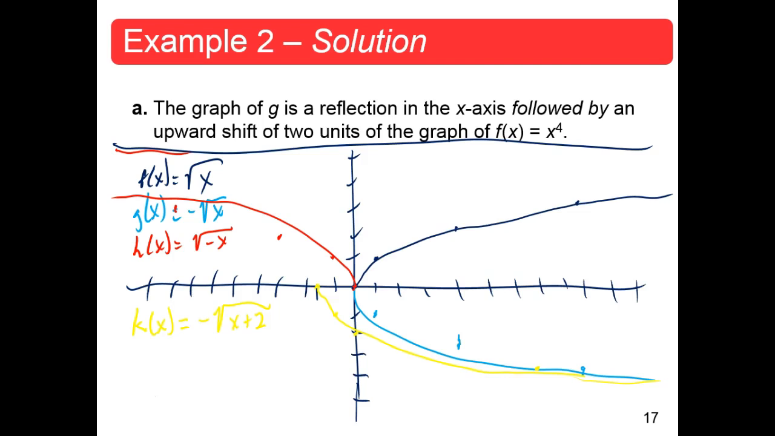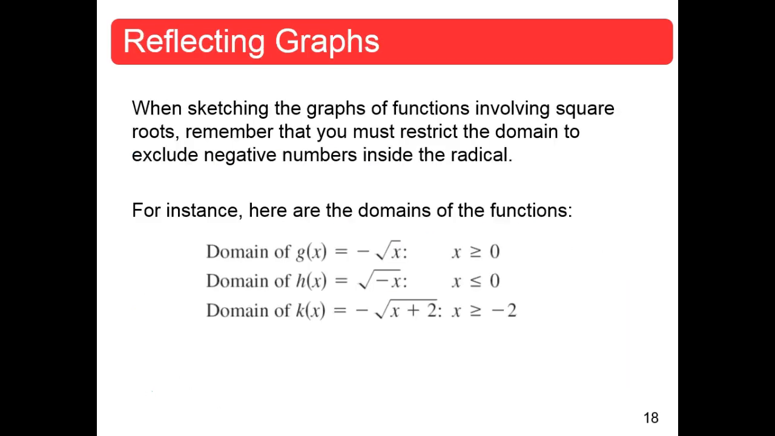If you look in the book, you'll see they're all in one graph, but you might see them a little bit better. Any questions on those? You also have a checkpoint. Now, what follows this is talking about this stuff right here. So keep this picture in mind. When sketching the graphs of functions involving square roots, remember that you must restrict the domain to exclude negative numbers inside the radicals. For instance, this one, what's your domain?